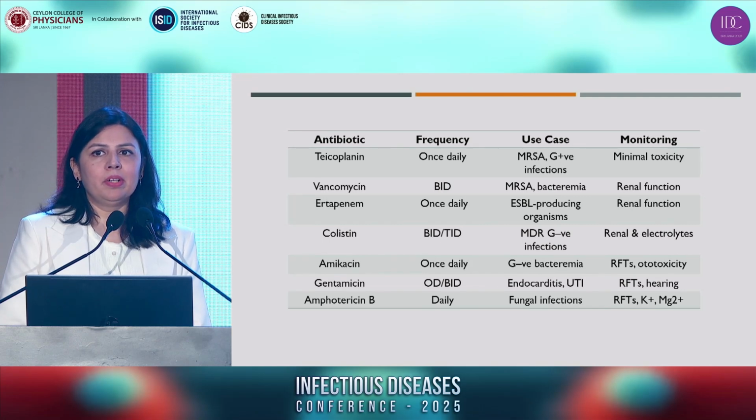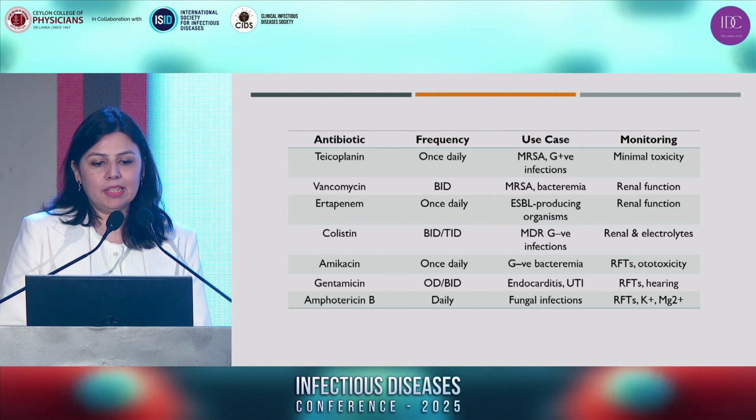Vancomycin requires particular renal monitoring. You need to be very careful about the renal function test whenever the patient is advised vancomycin. Similarly, ertapenem is advised once daily, and it is mainly prescribed for ESBL-producing organisms. Monitoring is again the renal function test. Colistin, as mentioned by Dr. Abraham as well, is advised either BID or TID, and is mainly required for gram-negative infections. Renal and electrolyte monitoring is required whenever colistin is prescribed for IV OPAT.